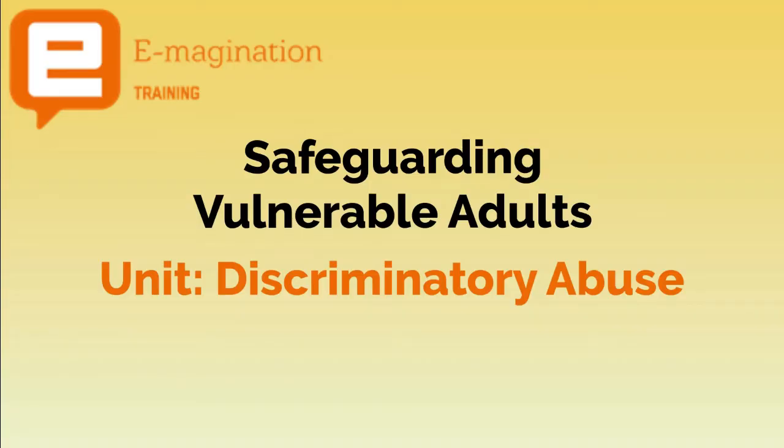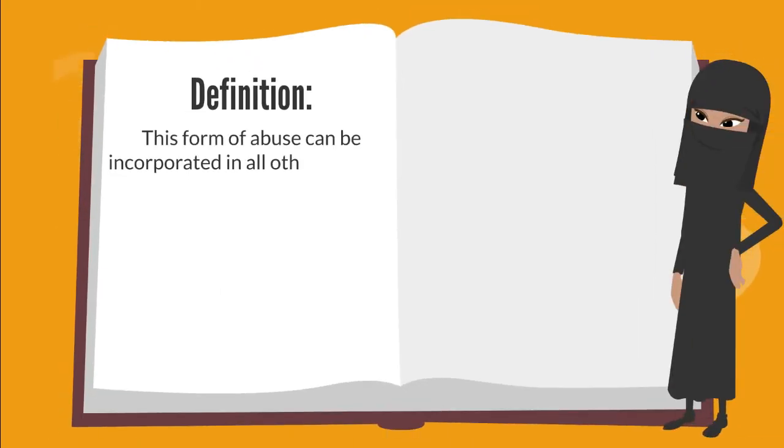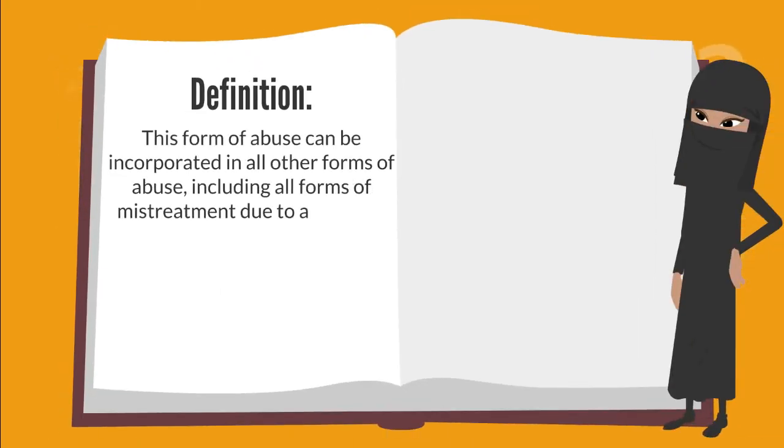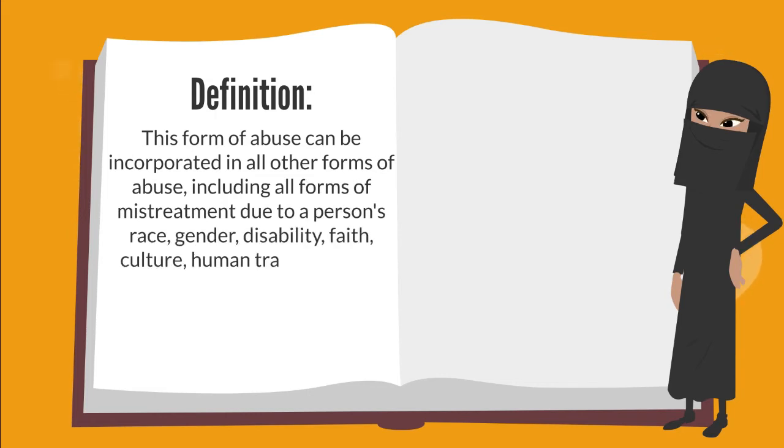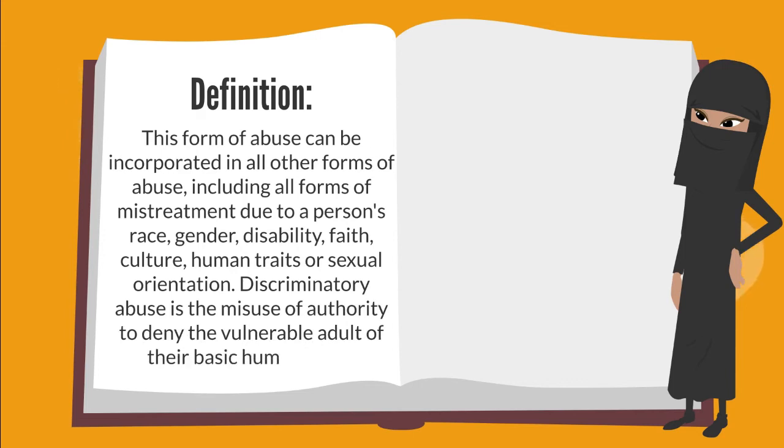We will now look at discriminatory abuse. The definition is, this form of abuse can be incorporated in all other forms of abuse, including all forms of mistreatment due to a person's race, gender, disability, faith, culture, human traits or sexual orientation. Discriminatory abuse is the misuse of authority to deny the vulnerable adult of their basic human rights.